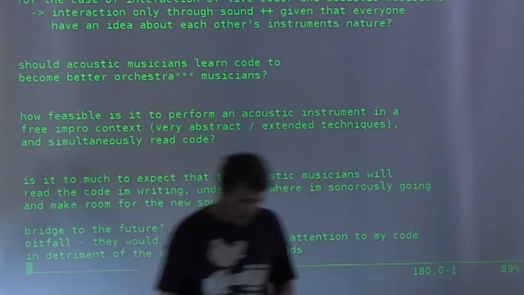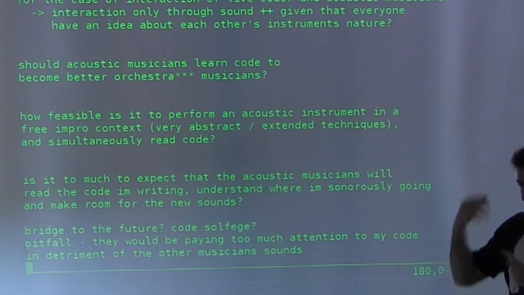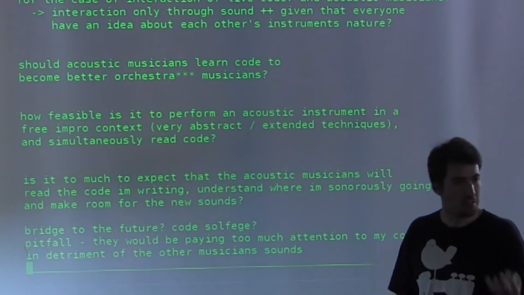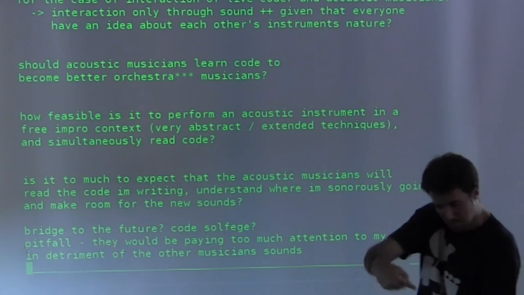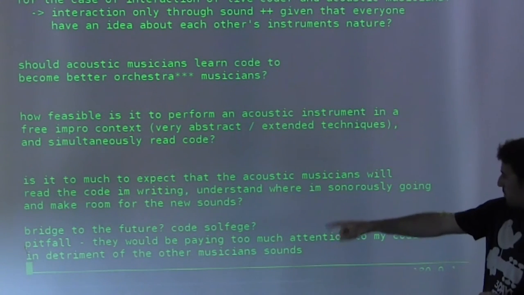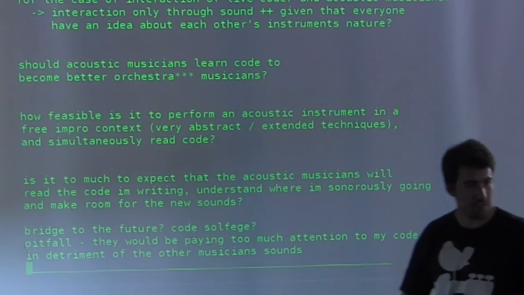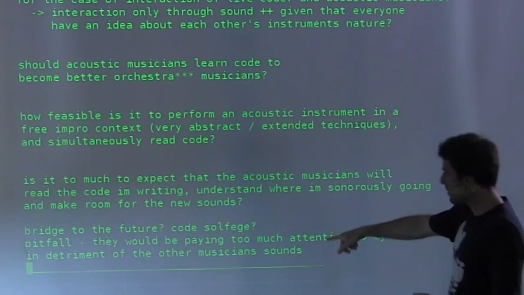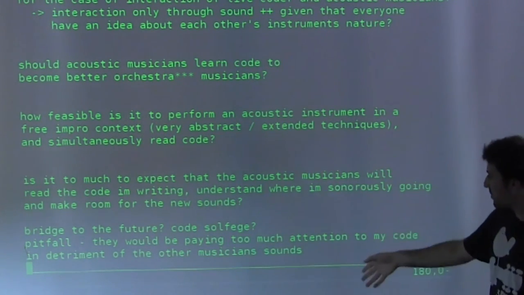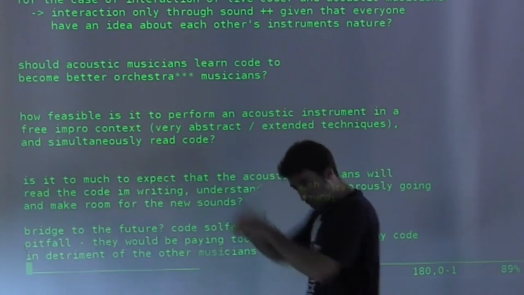And would that be a bridge to the future, this code solfège idea of being able to learn the code and think about the sounds the way you can think about the sound that will come out of a guitar if you play the third fret or something? But the pitfall is they would be paying too much attention to my code to the detriment of the other musicians' sounds. Maybe if they could do it, it's not impossible. I know it's difficult to ask musicians to learn coding, but if they do, of course they will be paying attention to my coding and also to the sounds.